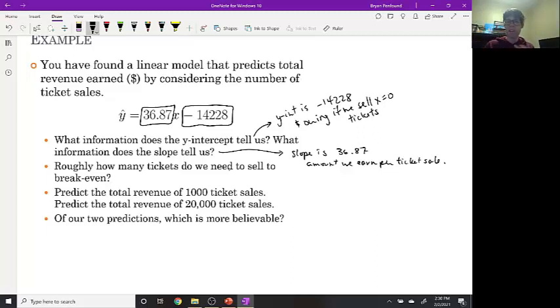Okay, or you might even think about this as like the cost price of the ticket, right? So this is the amount of money that's going to come into our pockets every time somebody purchases a ticket.